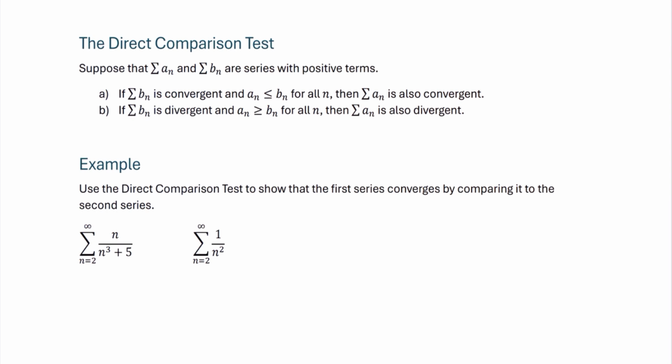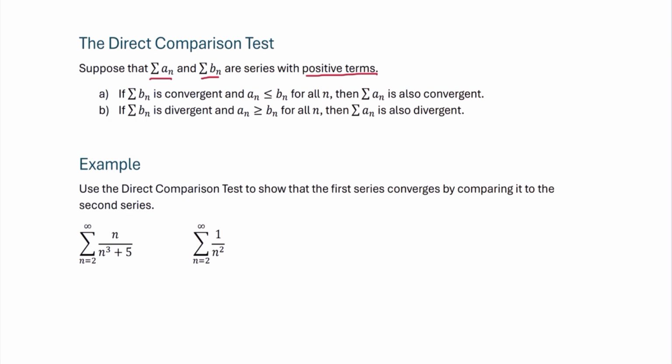In this video, we'll introduce the direct comparison test and the limit comparison test. Up first, with the direct comparison test, we suppose that the series a sub n and b sub n have positive terms. And what we want to do is compare a series, say a sub n, with another series that we already know something about.